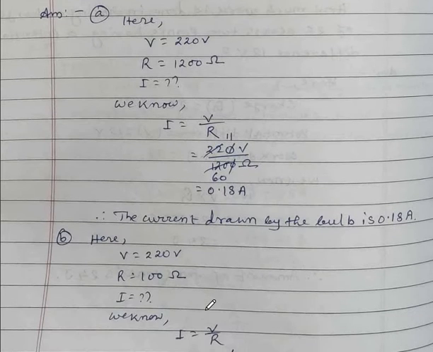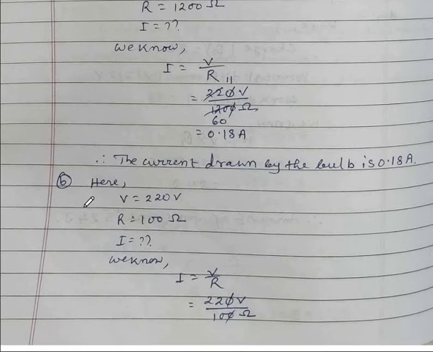Now, second question, part B. Here V is given 220 volt. V for potential difference, 220 volt. R is the resistance, 100 ohm. Question, I how much? We know the same formula, I is equal to V by R. That is 220 volt divided by 100 ohm.